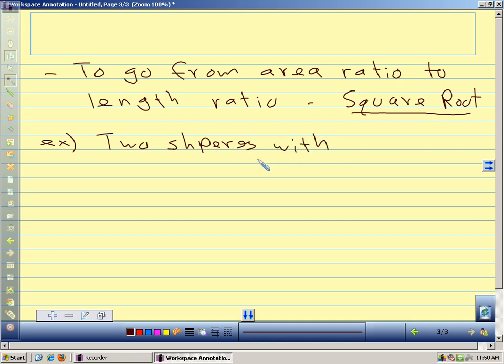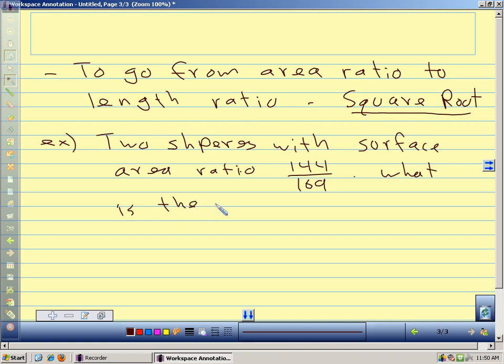With a surface area ratio of 144 over 169. What is the ratio of the radii?